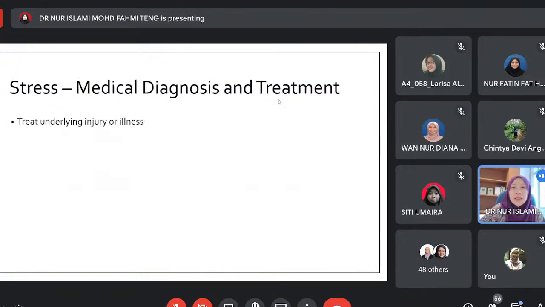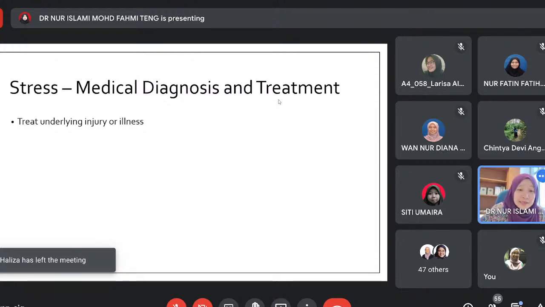Okay. So when there's any stress, any injury, the medical diagnosis and treatment, they will also focus on treating the underlying injury or illness. Okay, this is actually similar juga dengan kita lah, in our nutritional management lah we also always look at the underlying injury, what is actually the underlying disease of the patient. Kita akan fokus on that also to manage our patient.